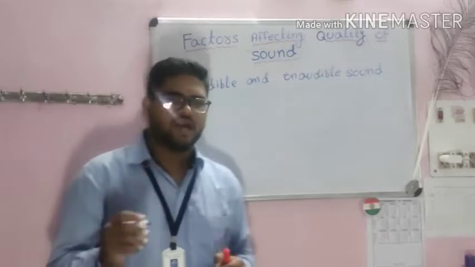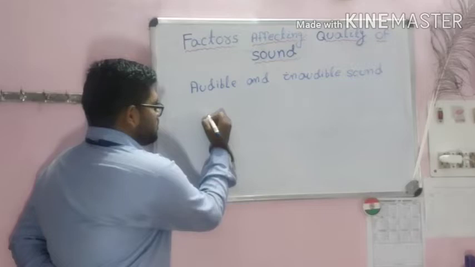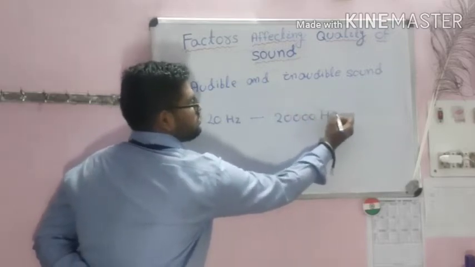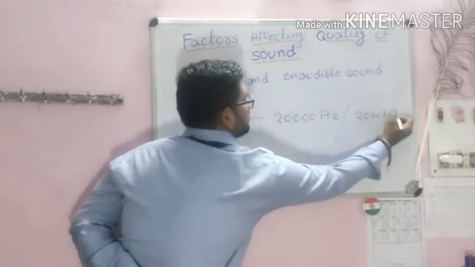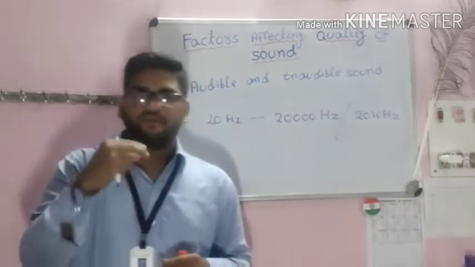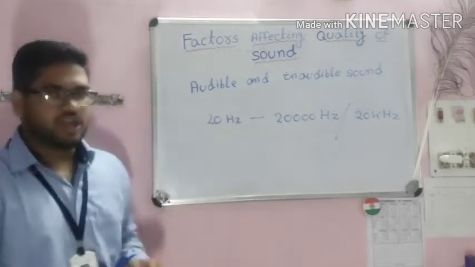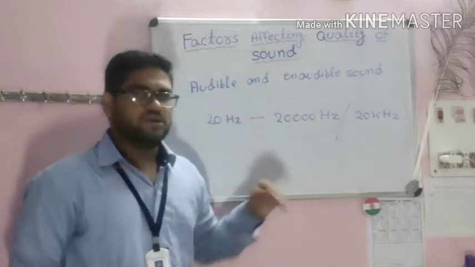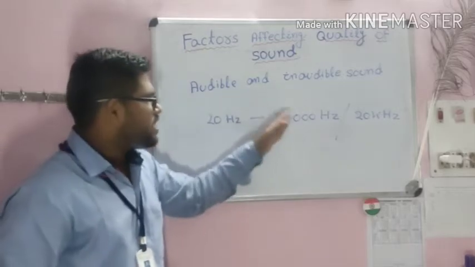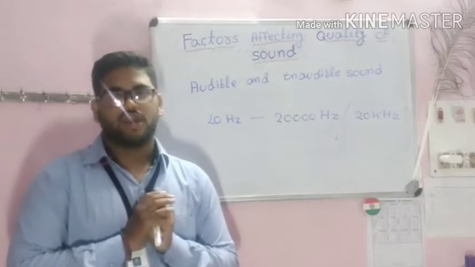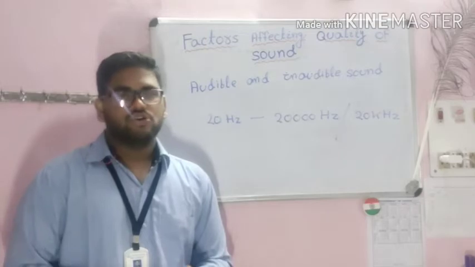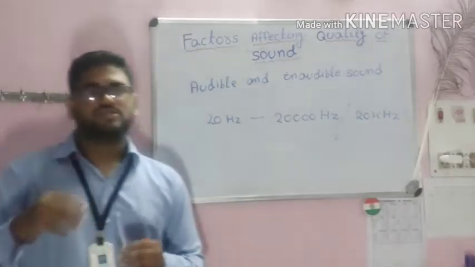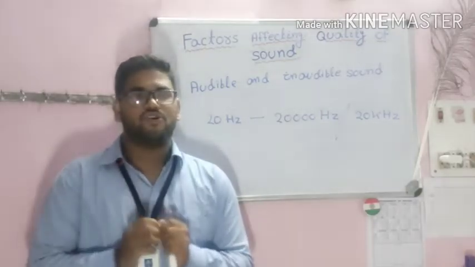The human ear can distinguish a sound whose frequency is above 20 hertz and below 20,000 hertz. 20,000 hertz can be written as 20 kilohertz. When the sound is below 20 hertz, or the number of vibrations occurring in one unit time is below 20 times, then the human ear cannot hear it. It is called inaudible sound. But when it is between 20 and 20,000, the human ear can distinguish it. This is called audible sound. When it is again above 20 kilohertz, the human ear cannot distinguish it, so that is also known as inaudible sound. The sound whose frequency is between 20 hertz and 20 kilohertz is known as audible sound, and the sound above or below that frequency is called inaudible sound.